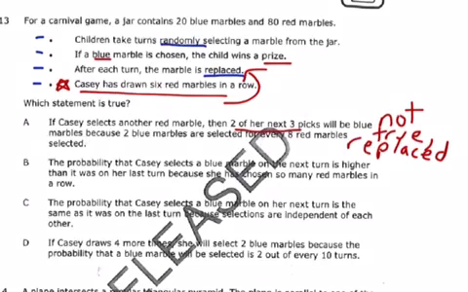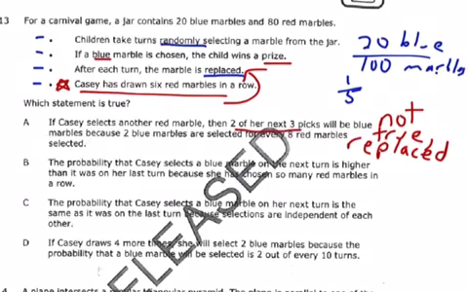What's the probability of blue? Well, there's 20 blue for a total of what? 100 marbles. So it's always going to be a 2 out of 10 or 1/5 chance to win. Okay, let's read B now.